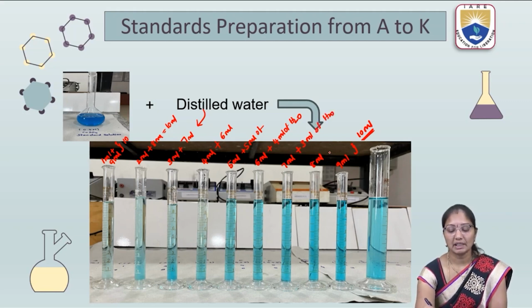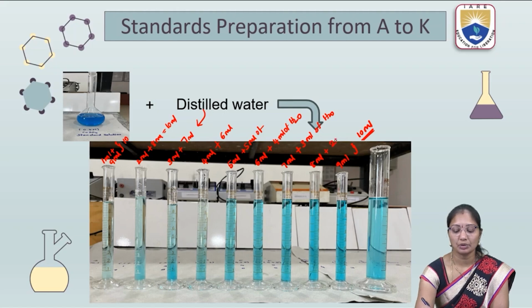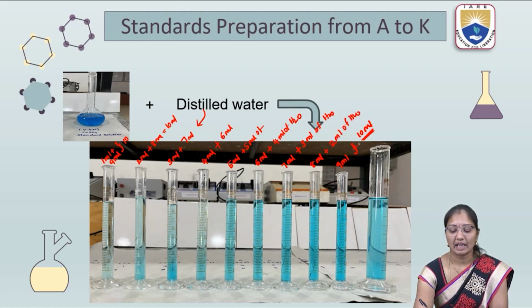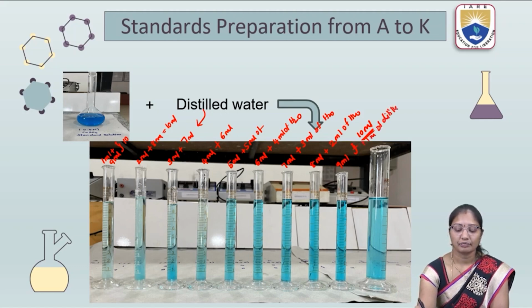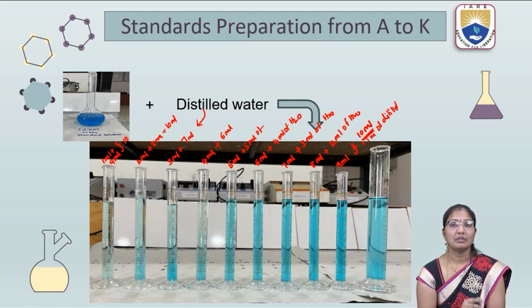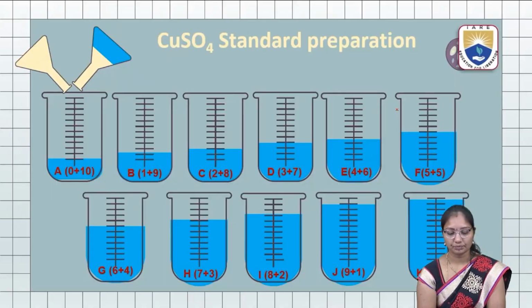If here 8 ml is copper sulfate, we have to add 2 ml of distilled water. So, if it is 9 ml, we have to add 1 ml of distilled water. Okay. So, in this way, from A to K, we have to prepare 11 test tubes.